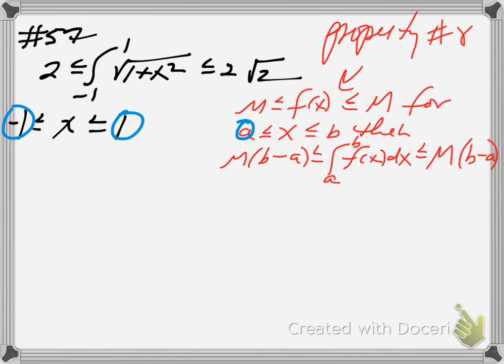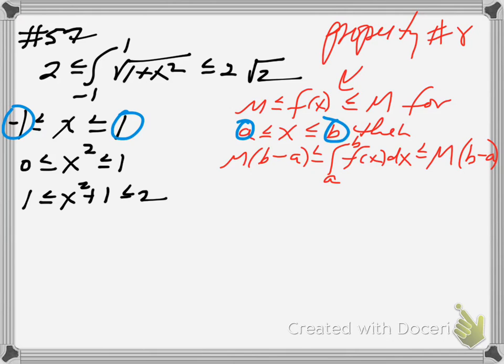Now I'm going to try to build the function on this. So I'm going to square x. If x is between -1 and 1, then the smallest x squared can be is 0, and the largest x squared can be is 1. Again, I'm trying to build this up to look like my function. If I add 1 to all sides of my inequality, then I have 1 is less than or equal to x squared plus 1 is less than or equal to 2. Okay, do you see how I'm getting it? I'm building it up to look more and more like that function.